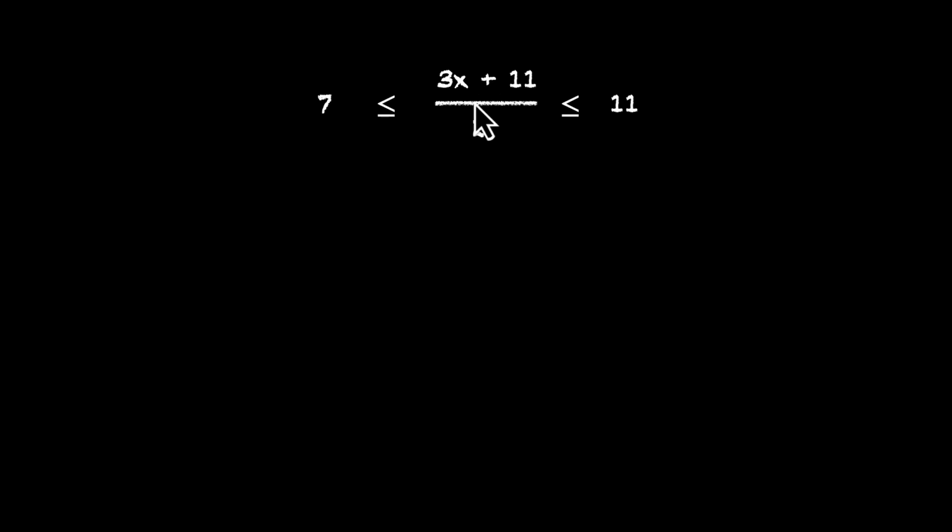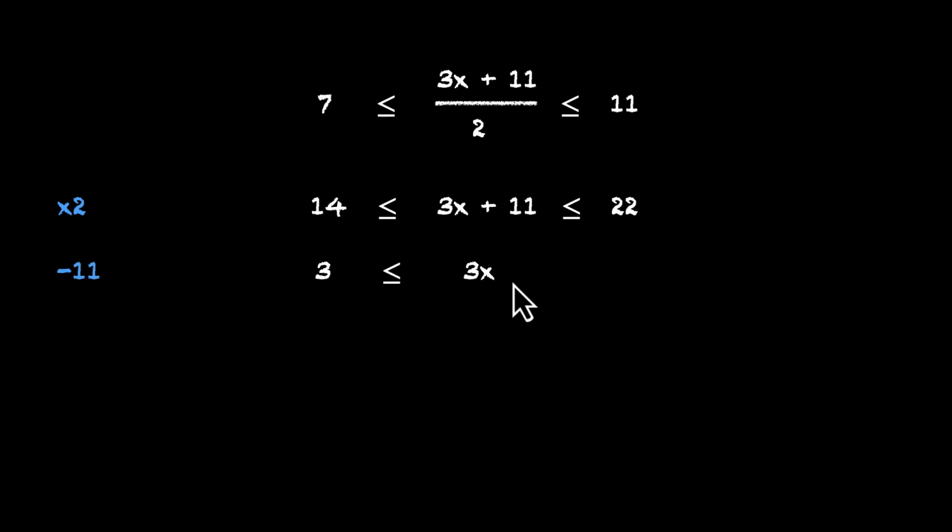And in this case, we have three sides. We have the left side, the right side, and the middle side. And whatever we can do on both sides, we can do on all three sides. So let's do that. Let's get rid of the denominator first. Multiplying all sides by 2 gives us 14 is less than or equal to 3x plus 11 is less than or equal to 22. Now we need to get rid of this 11. So subtracting 11 from all sides, we get 14 minus 11 is 3, is less than or equal to 3x, is less than or equal to 11.